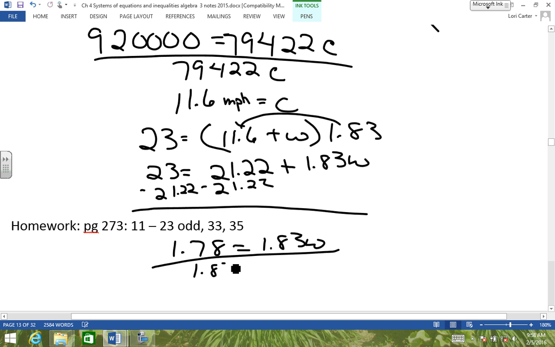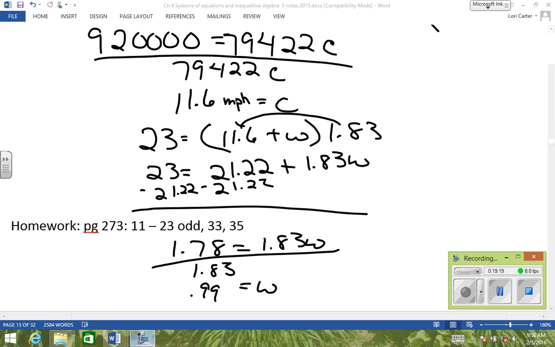Holy cow. How fast is it going? 0.99. Why is the water moving so slow? There's no current. I got 0.97. Same thing, 0.99. It works.